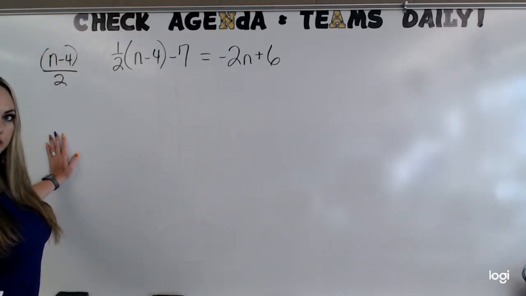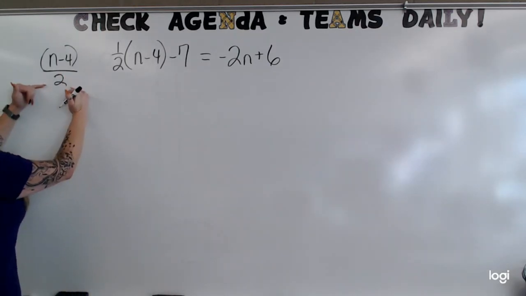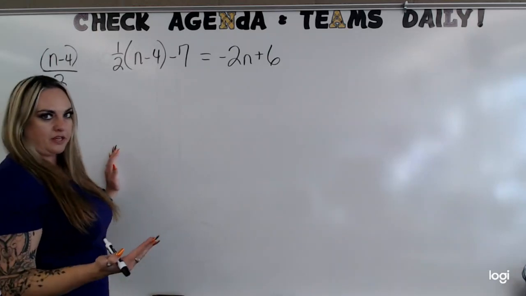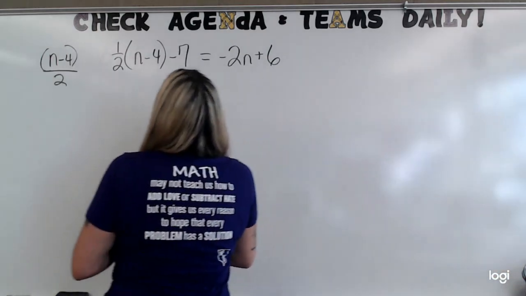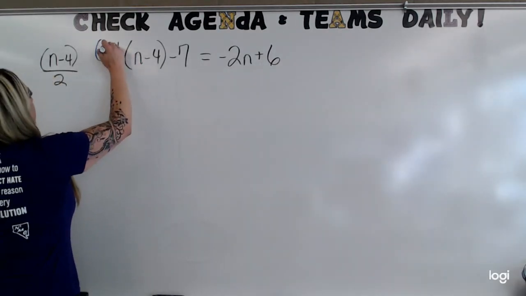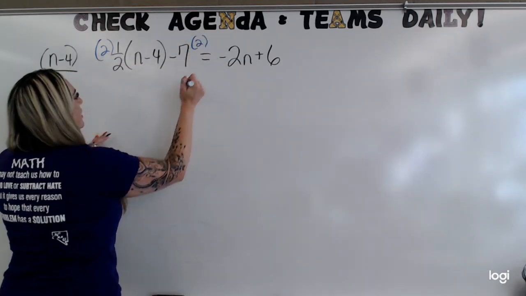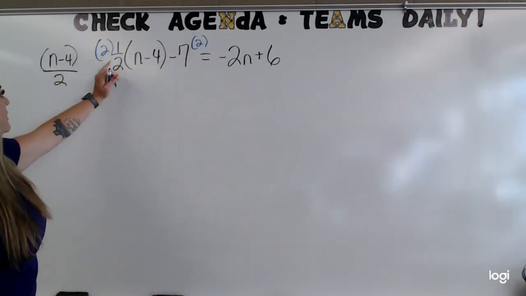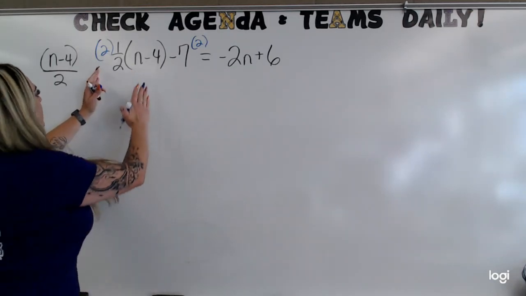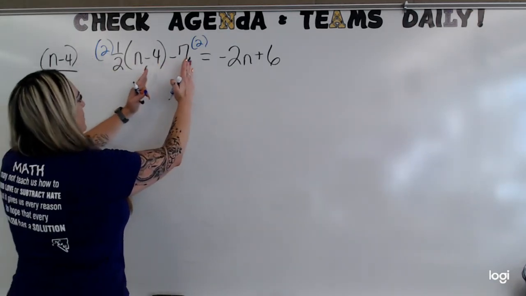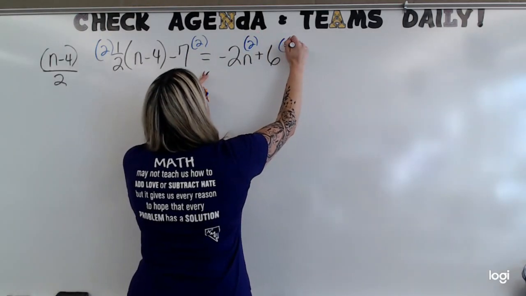Dividing that quantity by 2. So when we think about this, if we were to undo this division of 2, we're going to multiply it by 2. So we're going to multiply each term by 2. Remember that only terms that are connected with multiplication are part of that multiplication, but terms that are not still need to be multiplied each time.